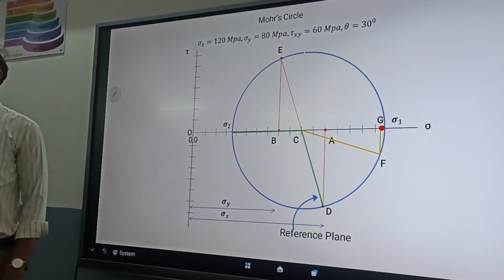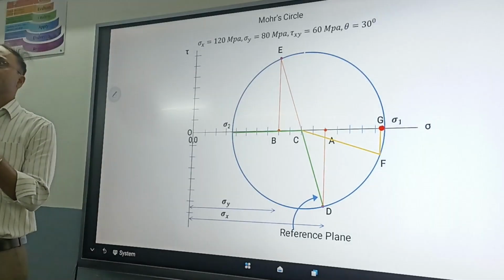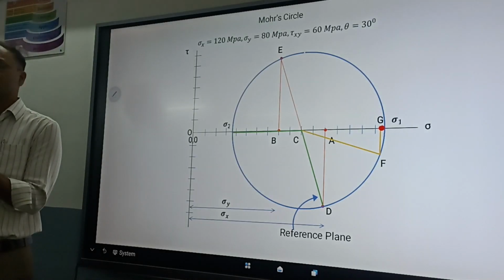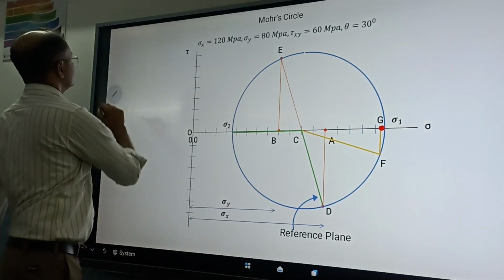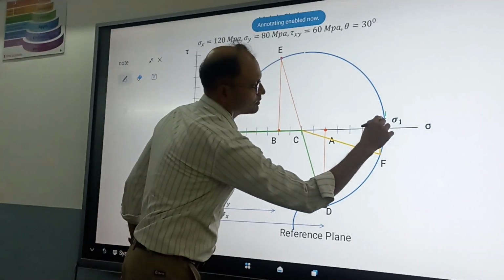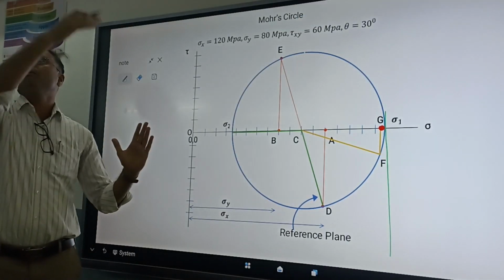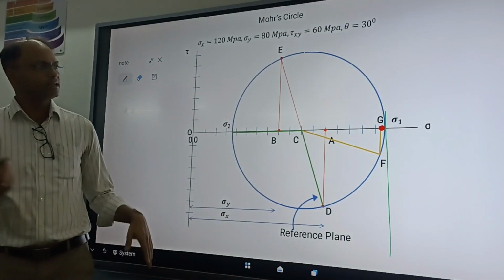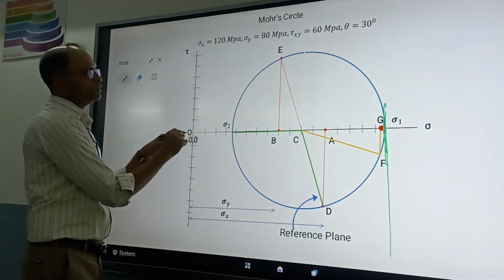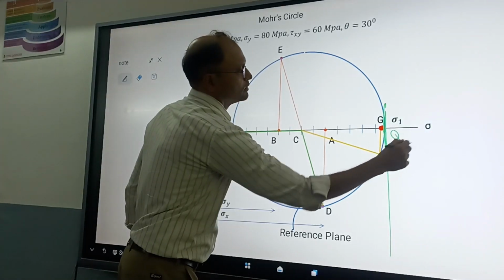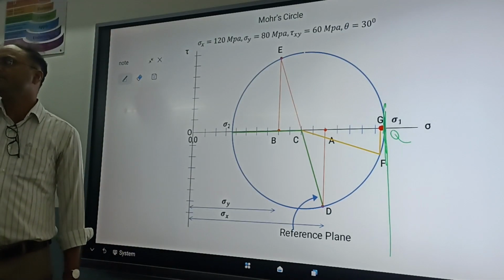Next, we have to obtain major and minor stress. Major stress and minor stress both are normal stresses. So from O, measure the distance of the outermost point, the point on the circle at maximum distance. Which point is it? It is not this point, it is this point. Let us call this point Q, so from O to Q. Measure the distance and tell me.